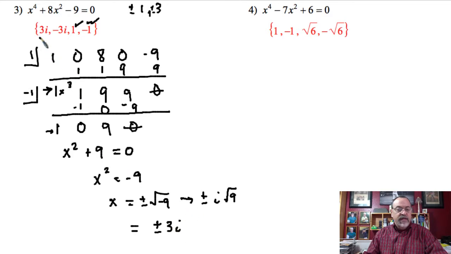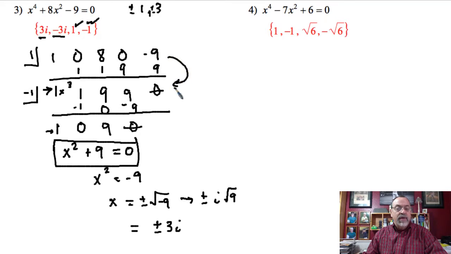So you can see that is how I get the final two zeros, is I have to get it down to a quadratic. The only way to get it down to a quadratic is to synthetically divide by the zeros that I figure out, or the zeros that I determine, using the rational roots theorem and then the remainder theorem, and dividing those out. Okay? Not too bad, I hope. Let's take a look at the next one here, number 4.